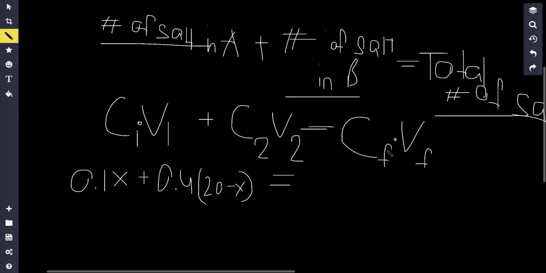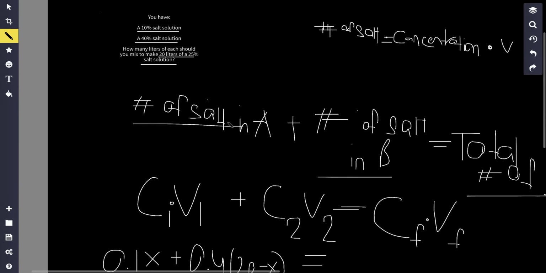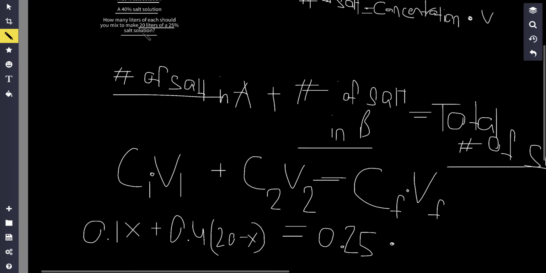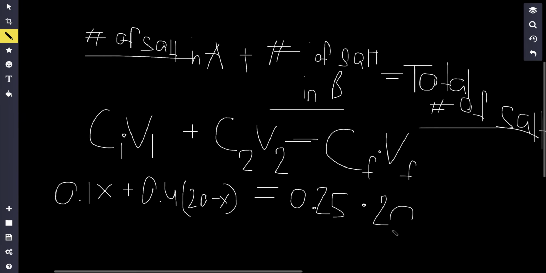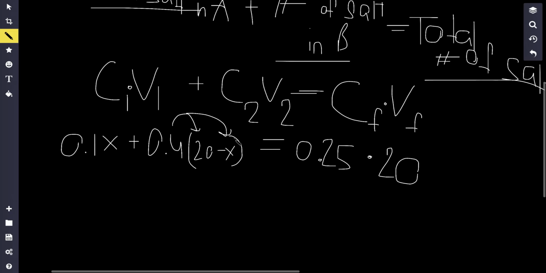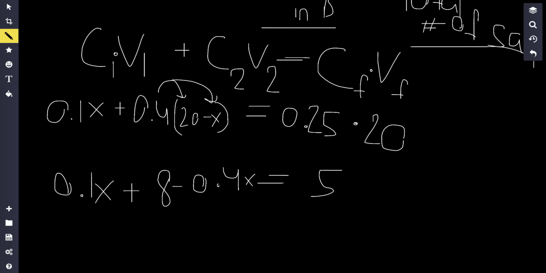And this is going to be equal to the concentration of the final solution, which is 25%, right? And it's going to be multiplied by the volume of the final solution, which is 20 liters, right? So then after that, you could just do the distributive property on this, just do some algebra. Okay, so I just multiplied everything out and I got this.